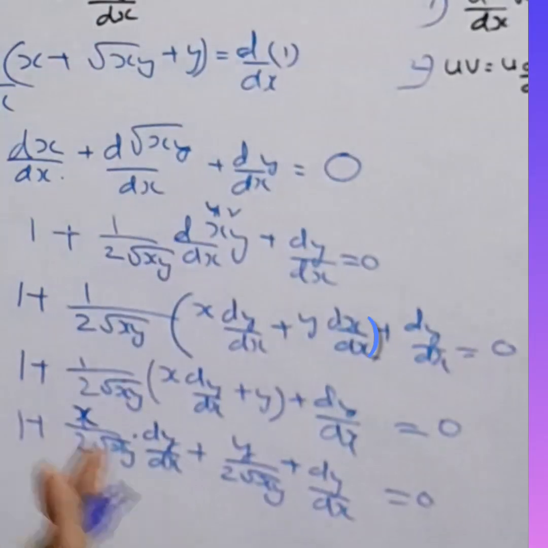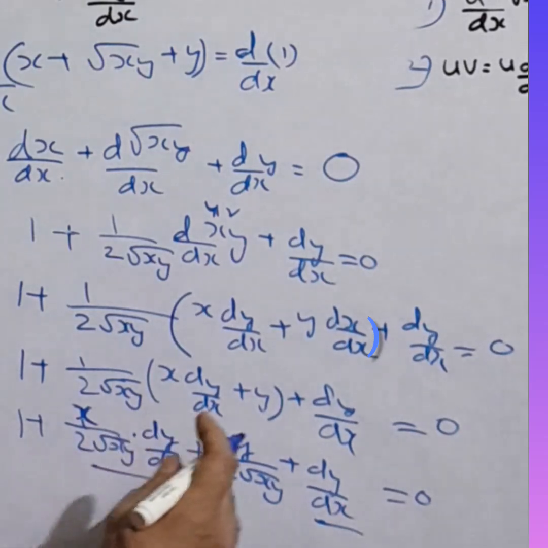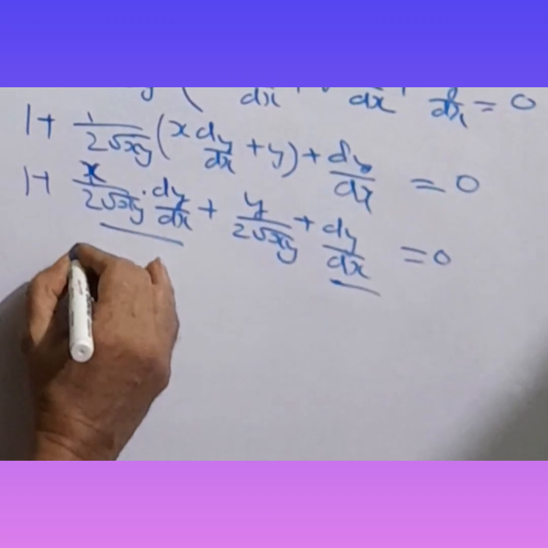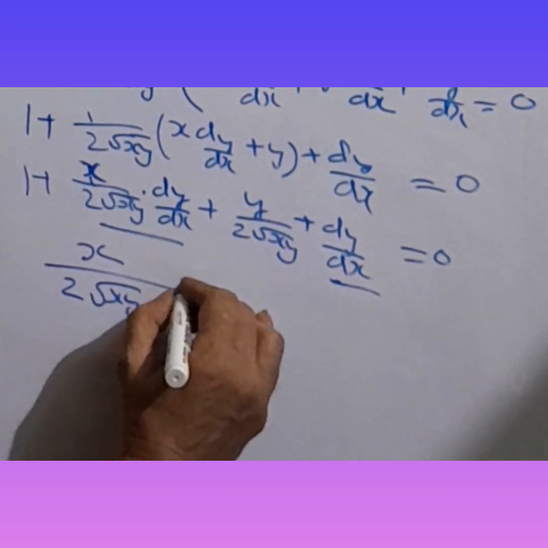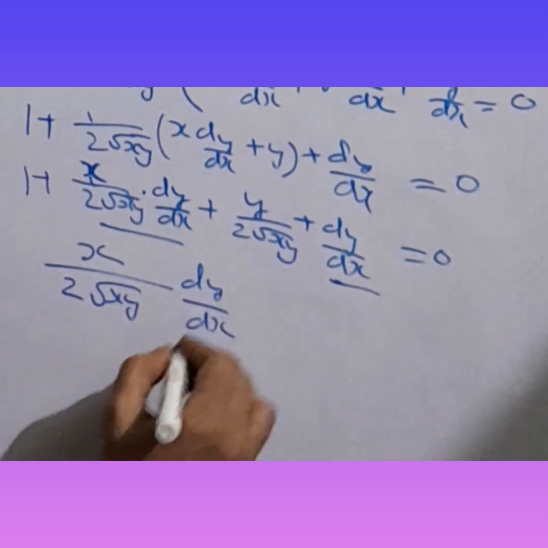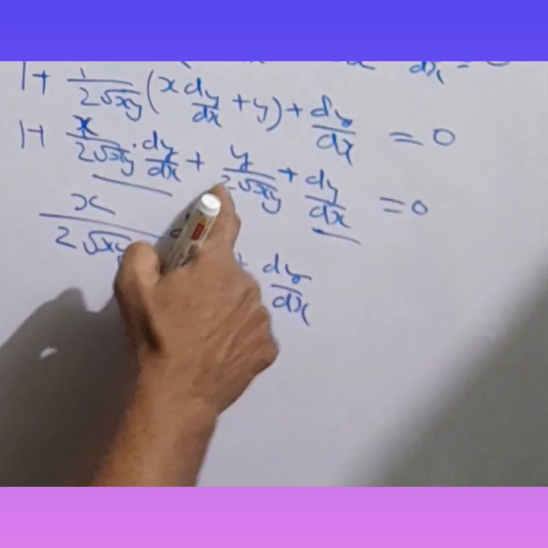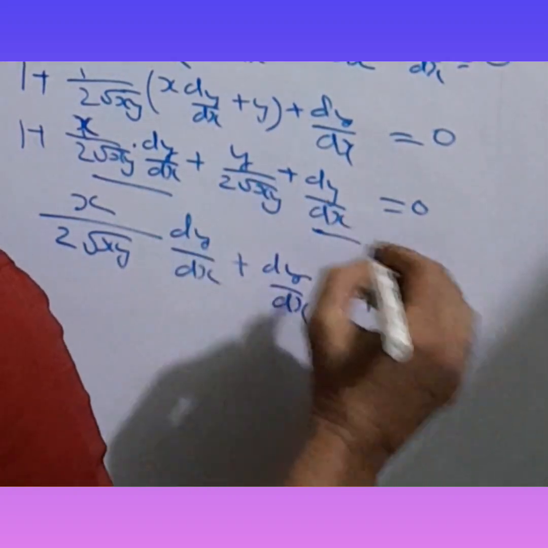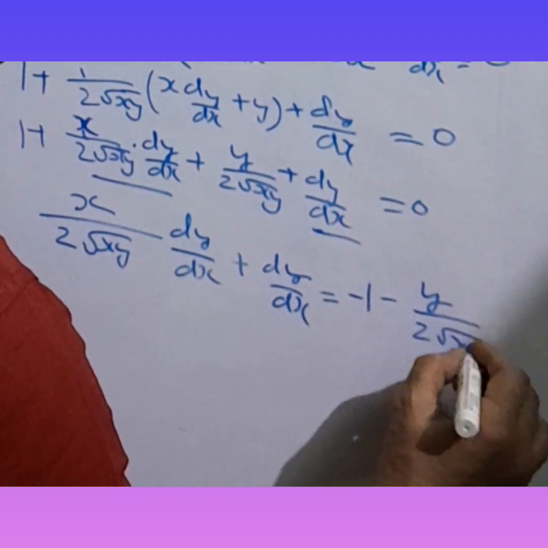So this is it. Now how many terms of dy by dx do I have? I have one here as well as here. So I either take these to that side and keep this side, or whichever way. This would be x upon 2 root xy dy by dx plus dy by dx. And I am taking this to that side and this to that side as well. So this will be minus 1 minus y upon 2 root xy.